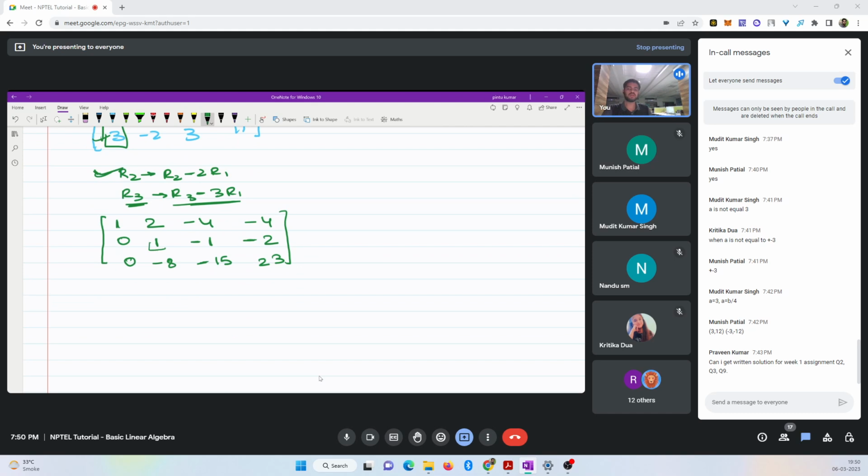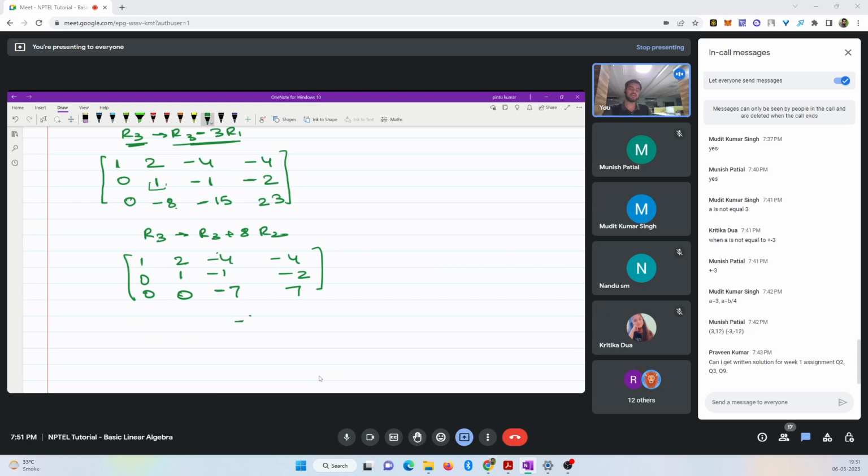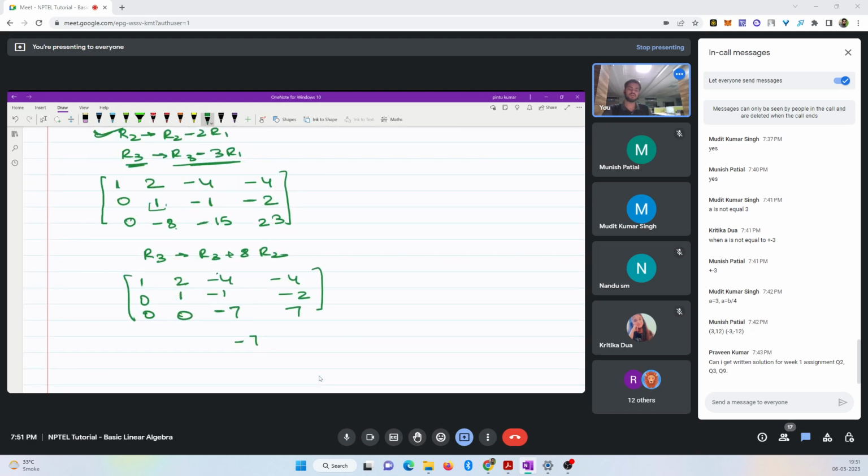Now this is my pivot element. I want this to be 0. So I'll add: R3 goes to R3 plus 8 times R2. So this is 1, 0, 0, 2, 1, -1, -4, -4, -2. These terms become 0. This is -7 plus 16. This you would get as 7. Okay. So what do you get? Your -7 times, I think this is Z here. Z is 7 from the last row.